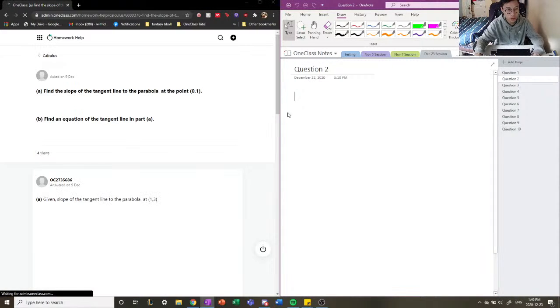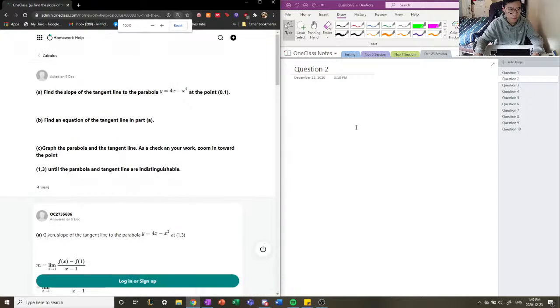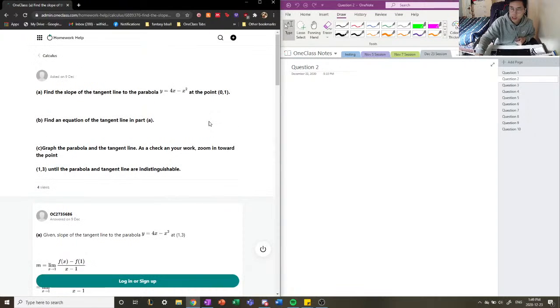All right, so question number 2 reads: find the slope of the tangent line to the parabola y equals 4x minus x squared at the point (0, 1), and find the equation of this tangent line, and then graph the parabola and the tangent line. A tangent line is basically a line equation that touches our function at only one point. So we need to calculate the derivative at the point, and that will be the slope of our line equation.